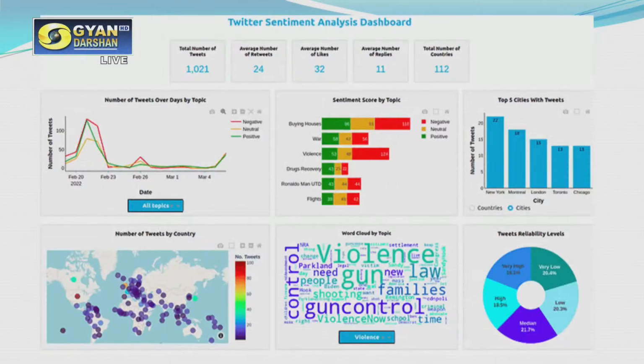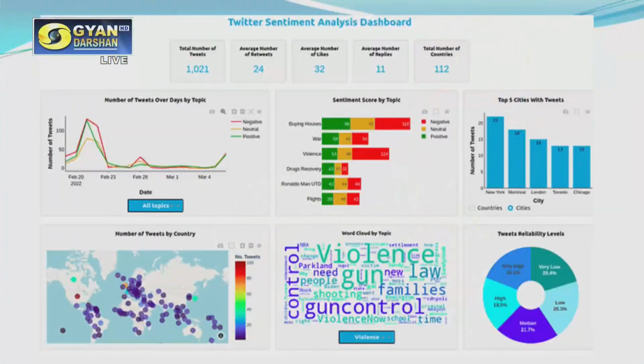This is a simple example, a screenshot, or you can call it the dashboard, of a Twitter sentiment analysis. It gives us information like the total number of tweets, average number of retweets, average number of likes, average number of replies, and the total number of countries participating in replies or in the tweets. And there are several other insights also, like the number of tweets over the same topic, day wise.